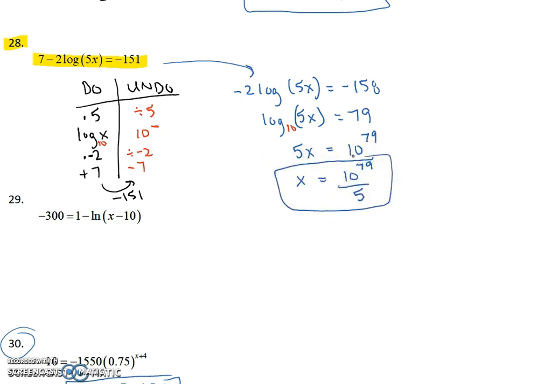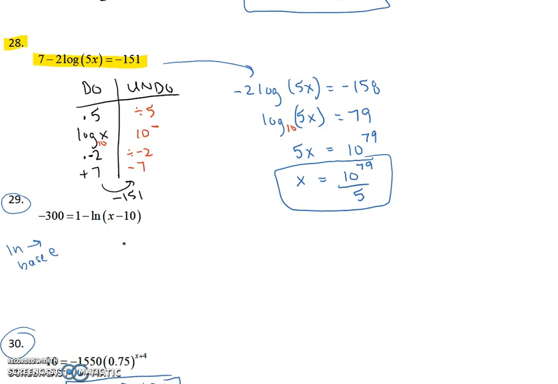Now this is a bit of a ridiculous answer because 10 to the 79th power is a very large number, and I divide that by 5, and it's still large. So I'm going to leave my answer like that. I'm not going to try and write this one out. I'm not going to worry about simplifying that or writing it in scientific notation at all. So we're just going to leave the answer like that.